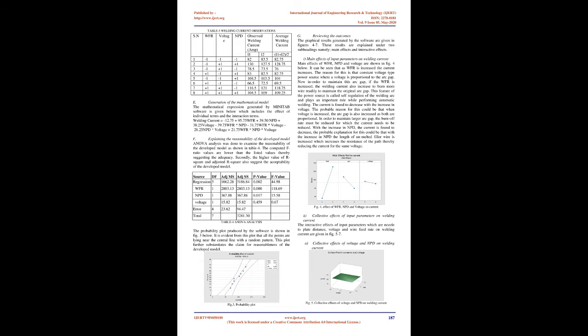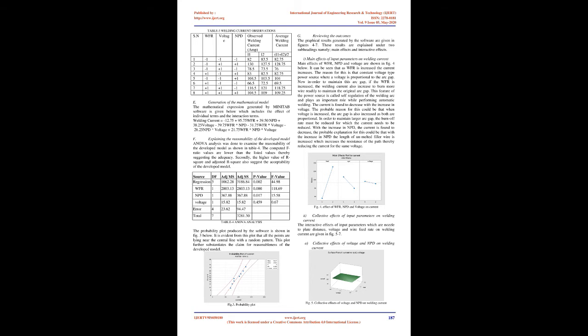A. Recognizing the process parameters. On the basis of trial runs conducted, it was found that WFR, voltage, and NPD affect the current, although there is no significant effect of gas flow rate and welding speed. Torch to workpiece inclination, gas flow rate and table speed were kept at 90 degrees, 15 lpm, and 30 cm per minute throughout the experiment.